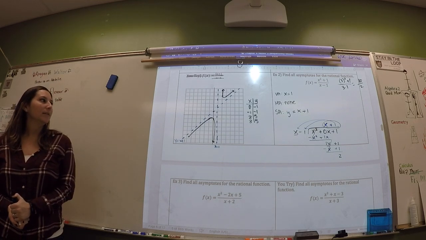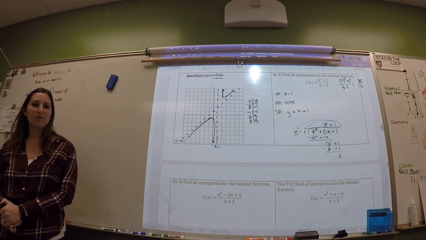So is this technically exponential? No, this is a rational function.